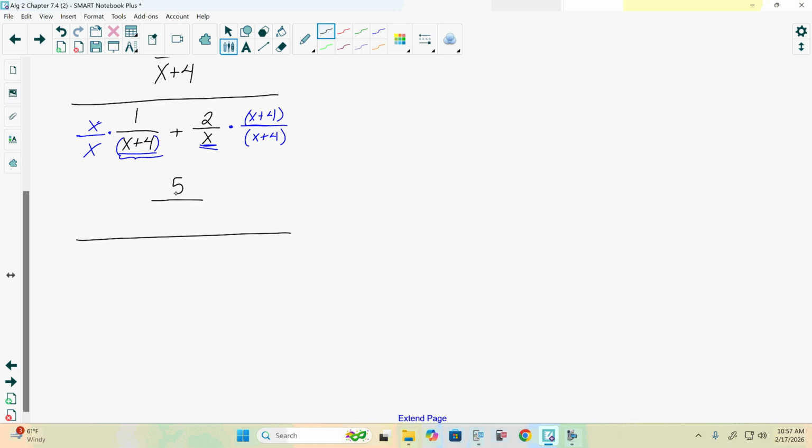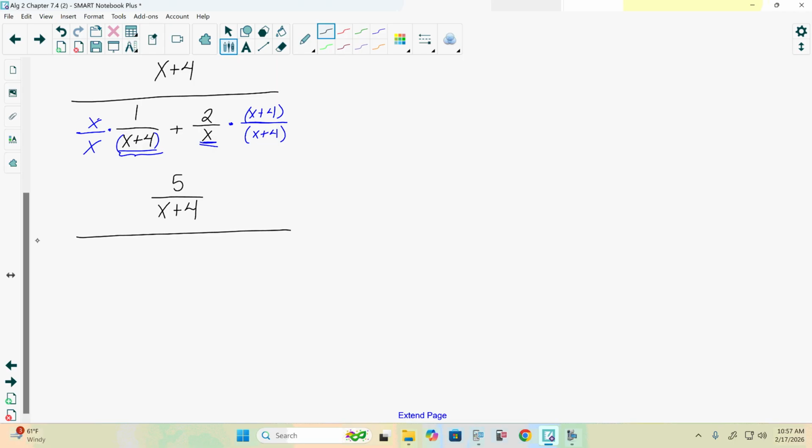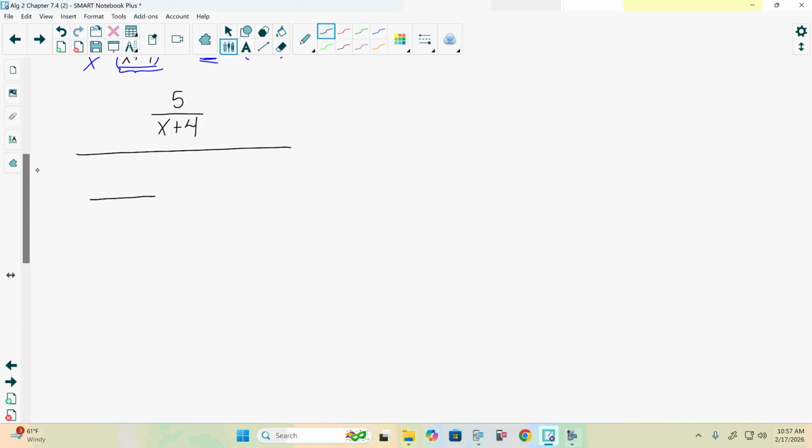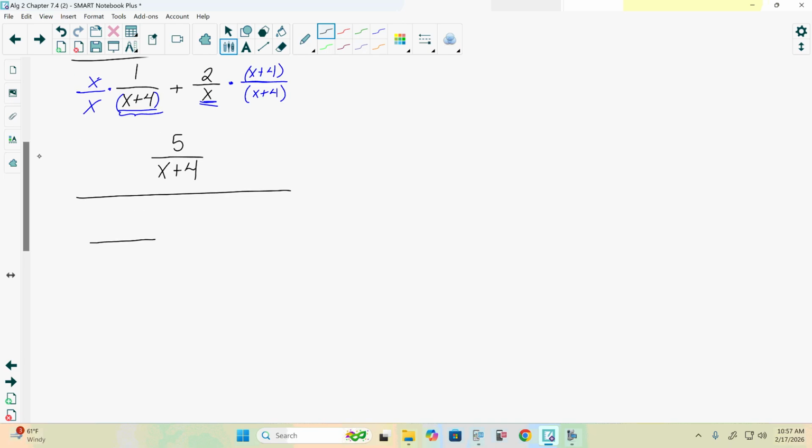Now the numerator is still 5 over x plus 4. Now the denominator, the one on the left, we're going to have to multiply 1 and x on top. x times 1 is, well, x. On bottom, again, just like when we did addition and subtraction on Friday and most of last week, we're going to leave it the same. We're not going to multiply through. We're just going to leave it as x times x plus 4. Plus.